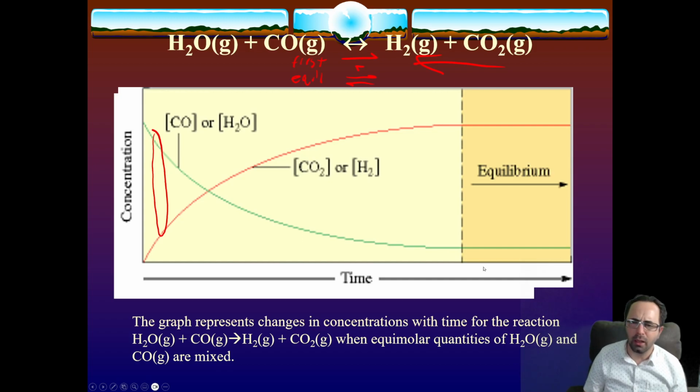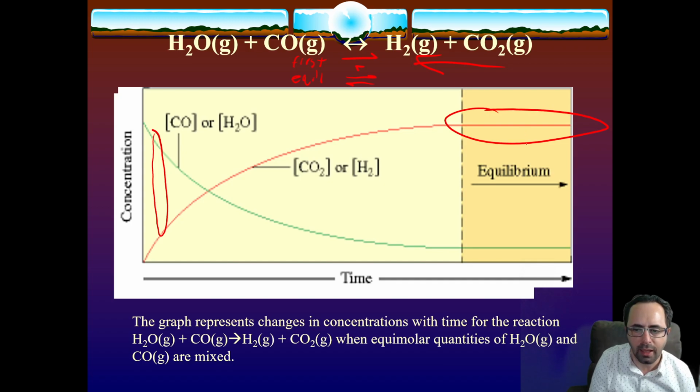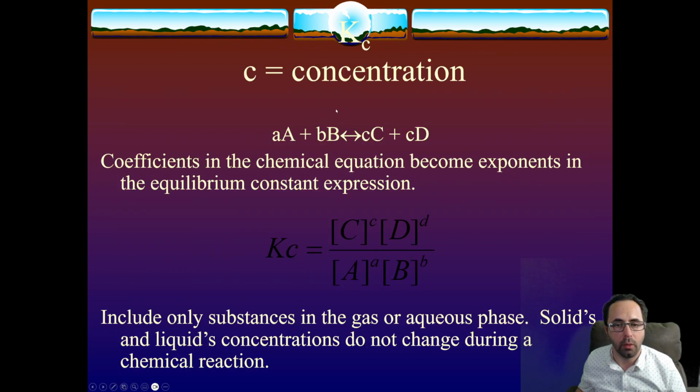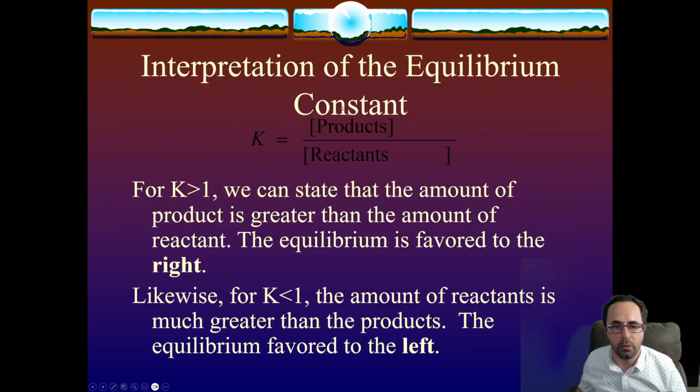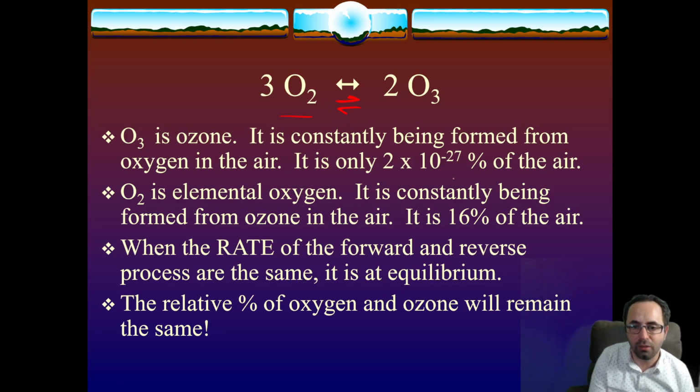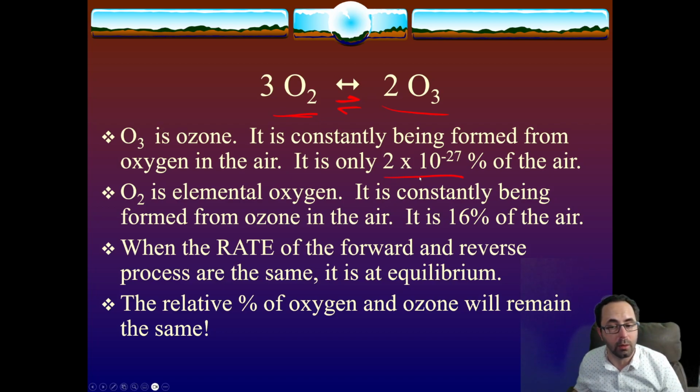So the question becomes, well, for every particular reaction, how much product are we going to get versus reactant? So in this reaction, when we get to equilibrium, we have a lot more product than we do reactant. This is very different from the previous example we had with the ozone. In this reaction, there's very, very little product. It's so small. See how little it is? And a lot of reactant. So this reaction does not produce a lot of products. When you're at equilibrium, you're going to have very little ozone and a lot of O2.